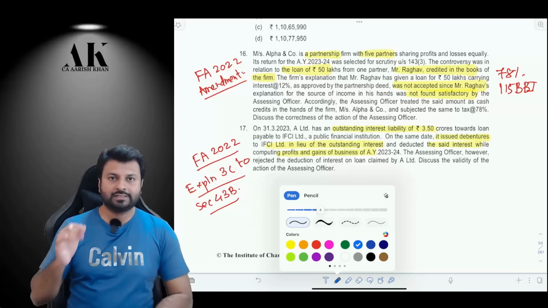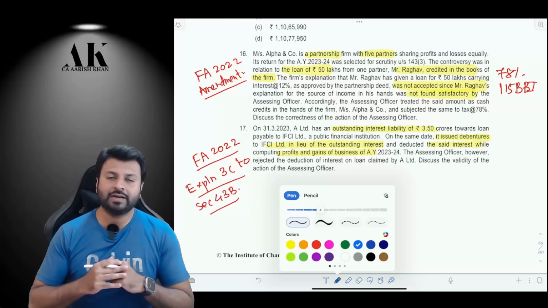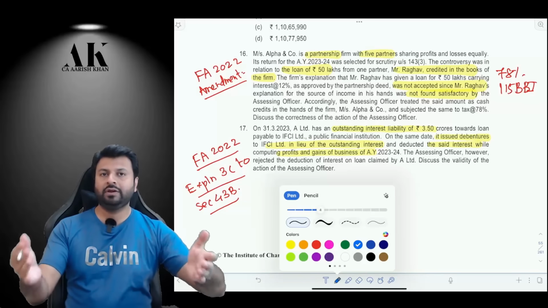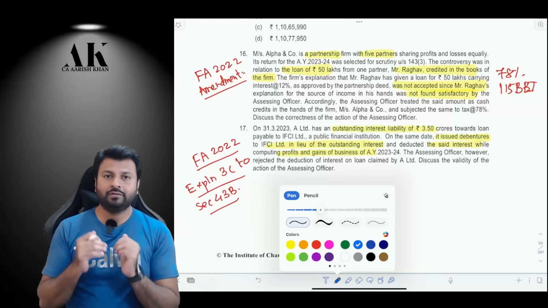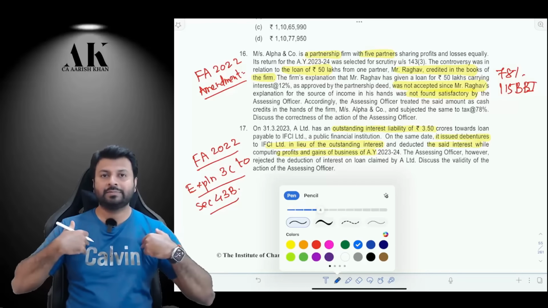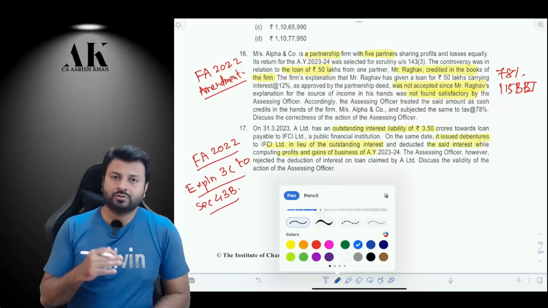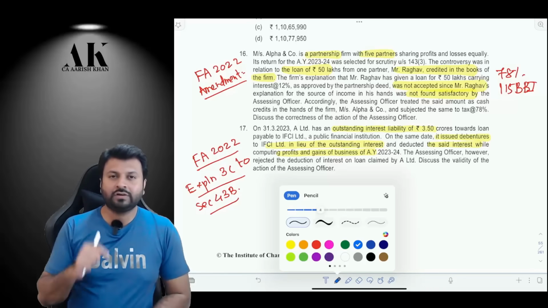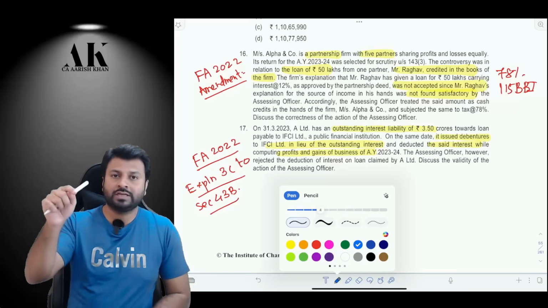There is an amendment which came in Finance Act 2022 which says that if you have taken a loan from someone and you're not able to explain the source of the loan in the hands of the lender, then it will be taxable in your hand in the form of cash credit. So in this case, a partnership firm has taken a loan from its partner. Now, it is the duty of the partnership firm to explain the nature and the source in the hands of the partner also.